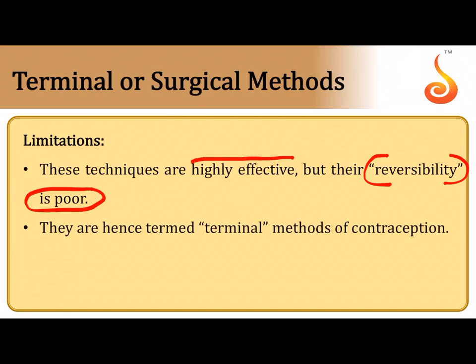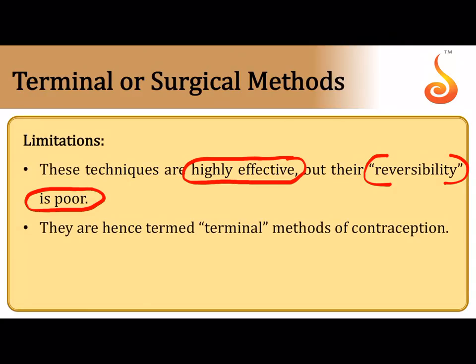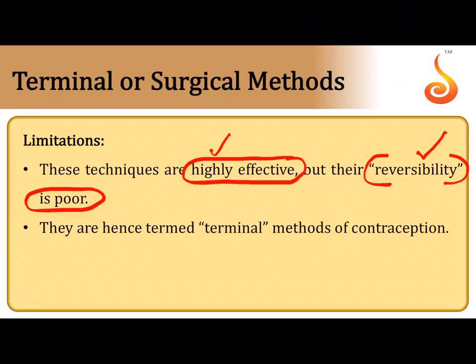But the advantage is it is highly effective. A couple who have had enough kids and decide that they don't want to bear any more children for the rest of their reproductive life, only they can go for surgical methods, because it is 100% effective. But those couples who are unsure, if they get it done and then want to bear children again, there is a disadvantage that the reversibility is poor, because if the cut part is joined again after untying it, it may work or may not work.